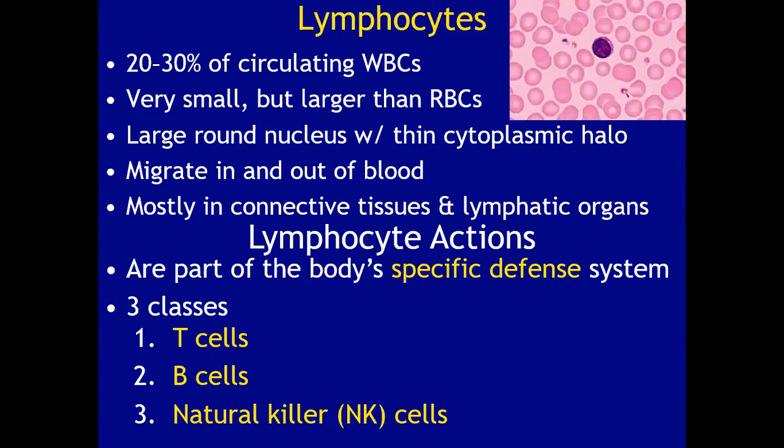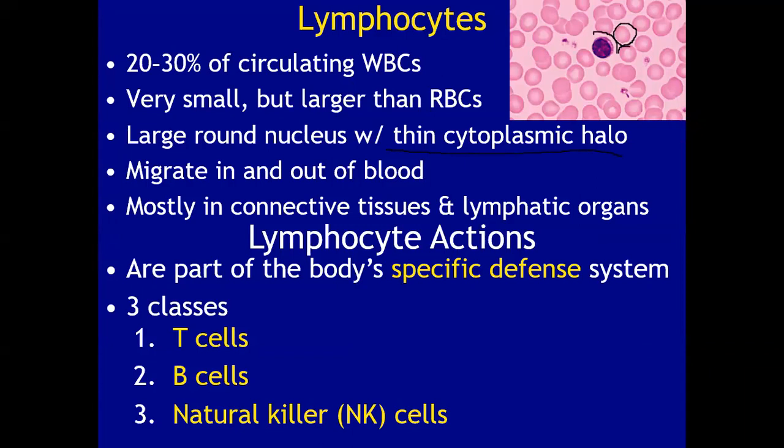Okay, the lymphocytes, these are the smallest of our white blood cells. And when you look at that, it's just a little bit larger than these red blood cells beside it. Okay. Also, we can see that little cytoplasmic halo forming around this ring right here. These are quite plentiful. Anywhere from 20 to 30% of your circulating white blood cells should be lymphocytes. Okay. They have a big round nucleus with a thin cytoplasmic halo. Okay. They're able to go in and out of the bloodstream.